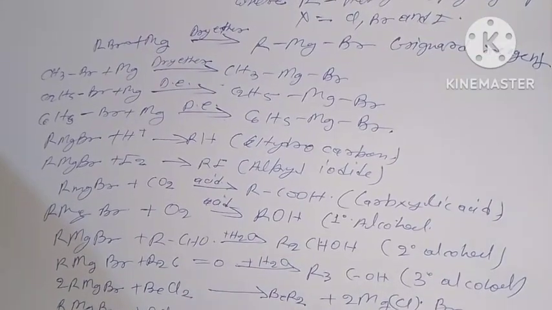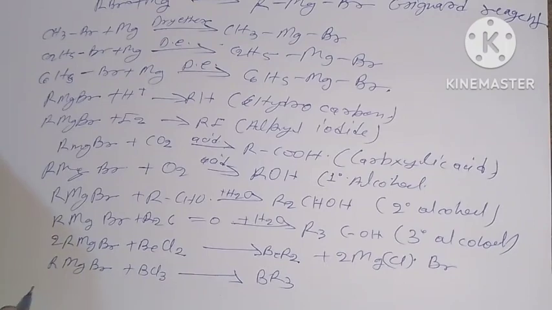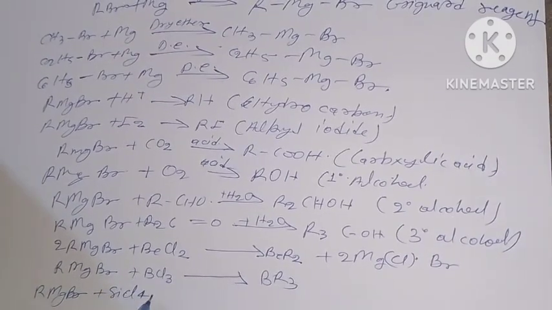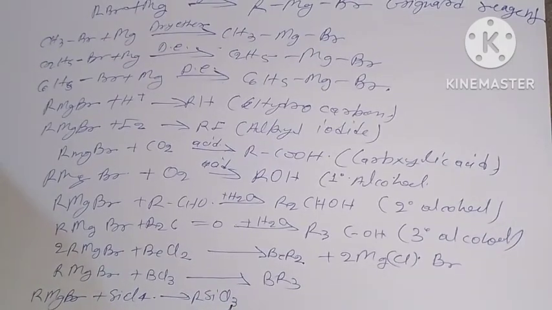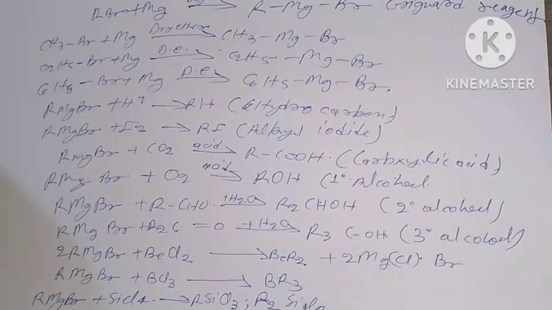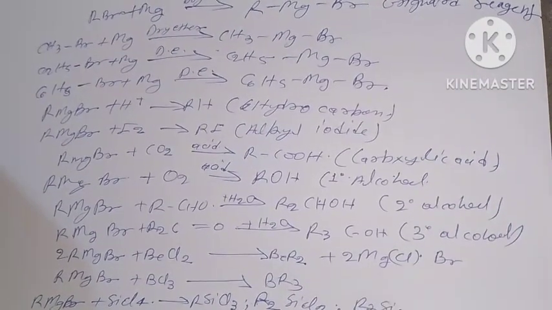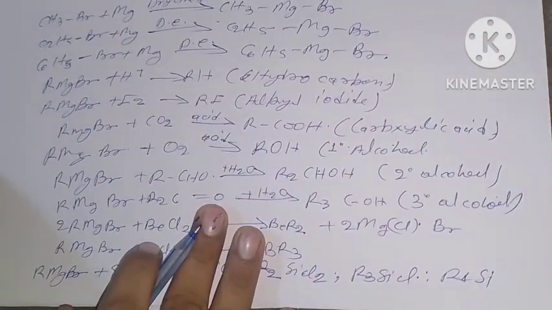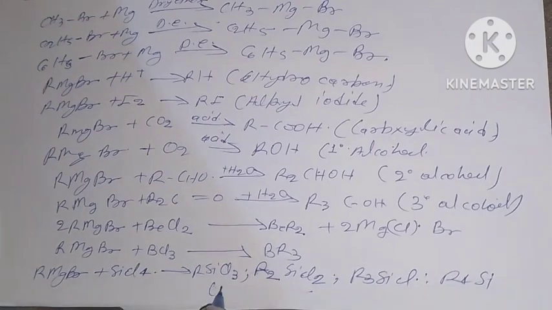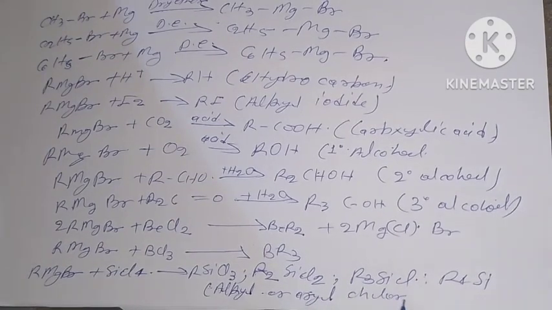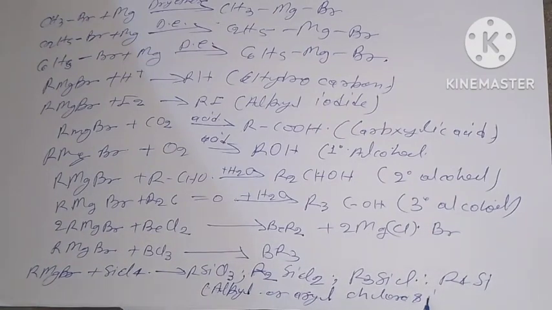RMgBr plus BCl3 gives BR3. RMgBr plus SiCl4 gives RSiCl3, then R2SiCl2, R3SiCl, and R4Si. These are alkyl or aryl chlorosilanes.